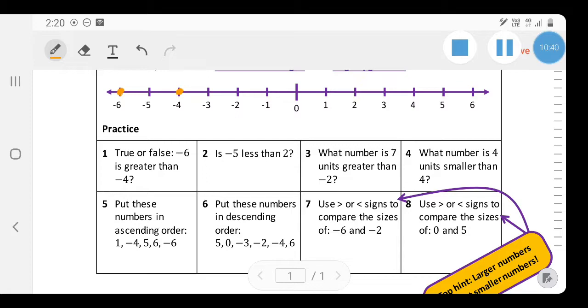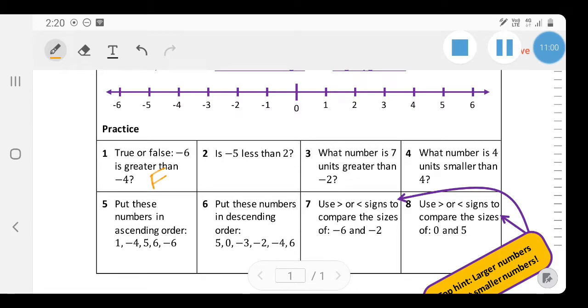So the question, -6 is greater than -4. That is false. F for false, okay? Because, as you can see, -4 is in fact further to the right than -6.